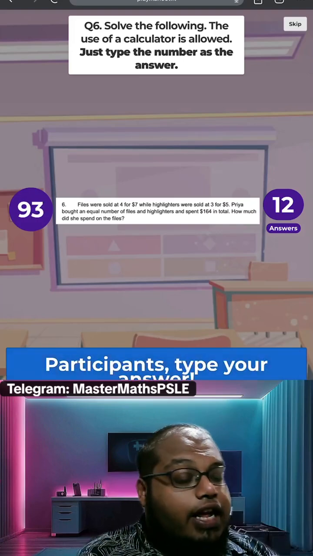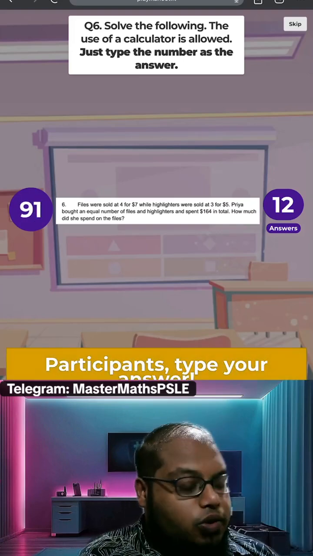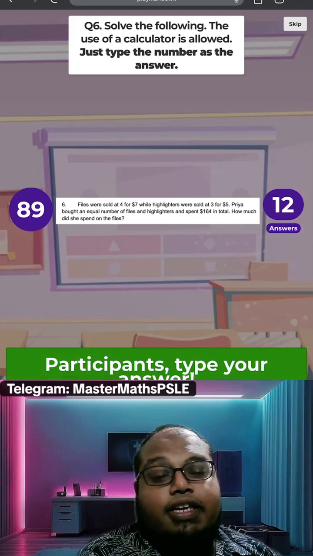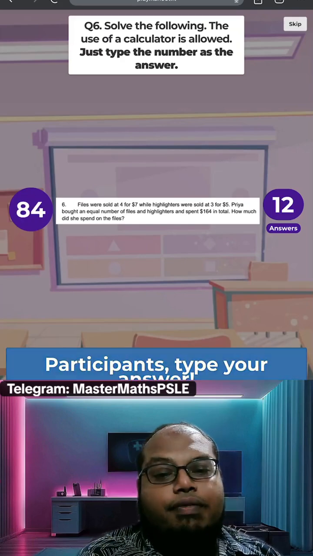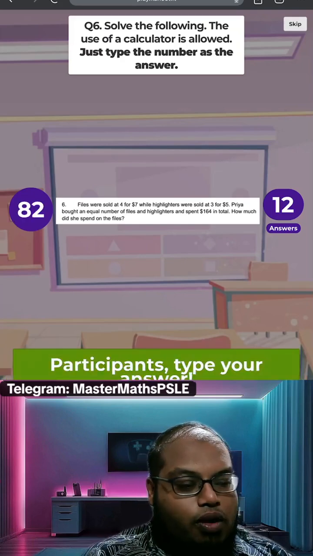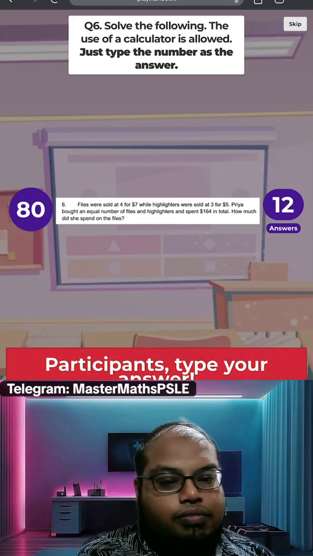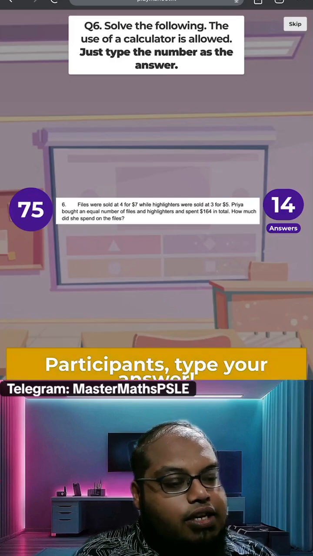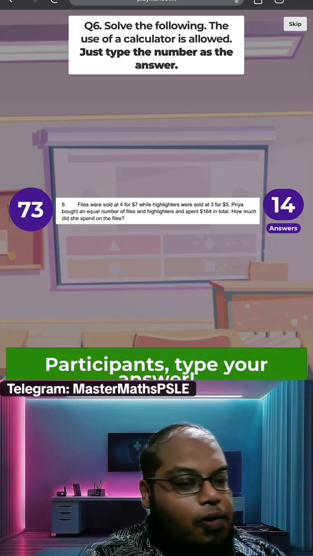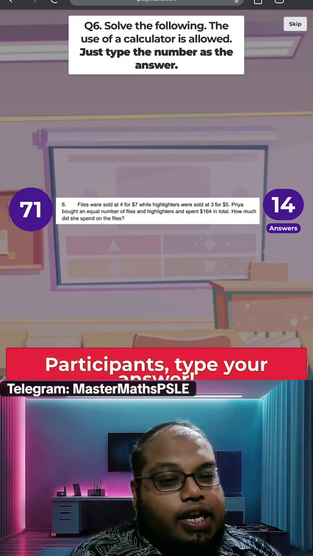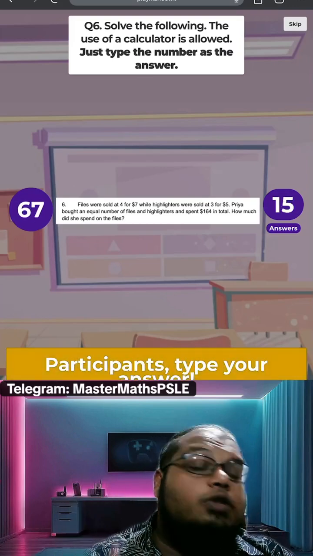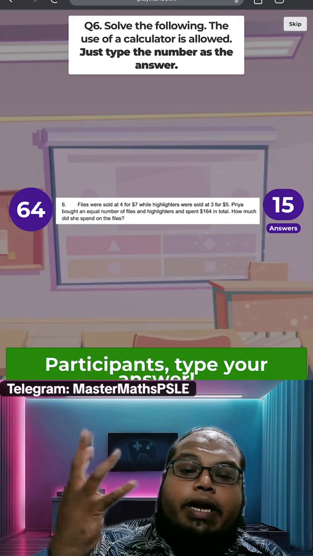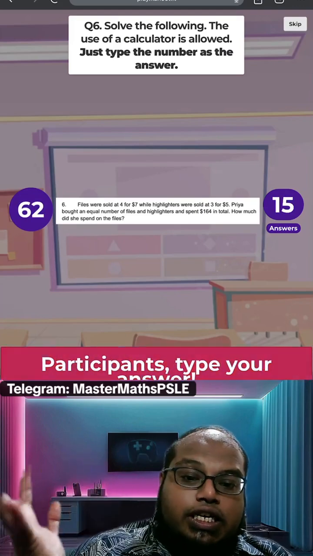Those who haven't answered, that's a hint for you. Those who already answered, it's okay, there are 2 more questions after this. 75 more seconds. The hint that I was giving also was that files were sold in groups of 4 and highlighters in groups of 3. How do you make this group of 4 and group of 3 equal?